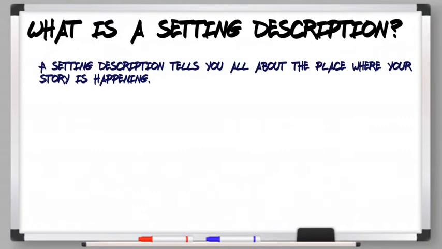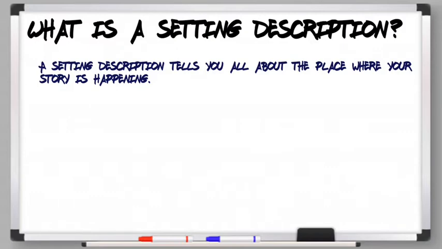So let's start by talking about what a setting description is. Well, it's exactly what it says on the tin. You are describing the place where your story is happening. And there are a number of different ways that you can do that, and there are lots of different features that you can include in this type of description.